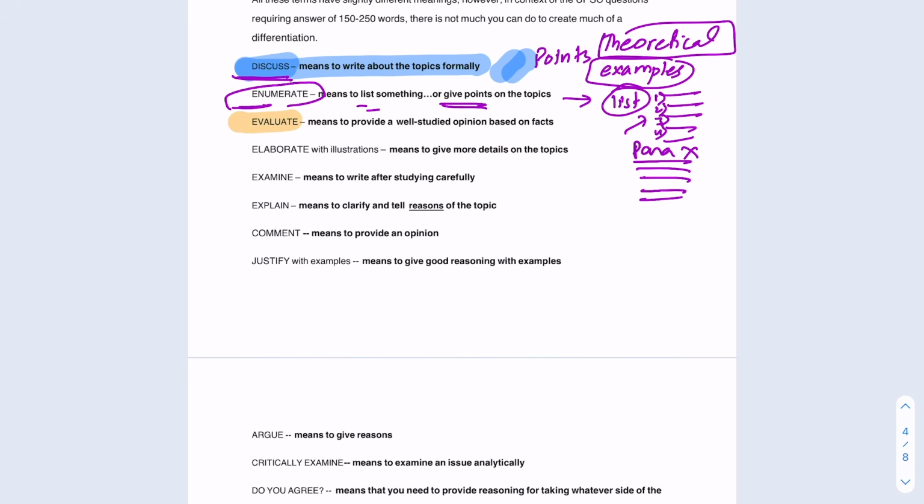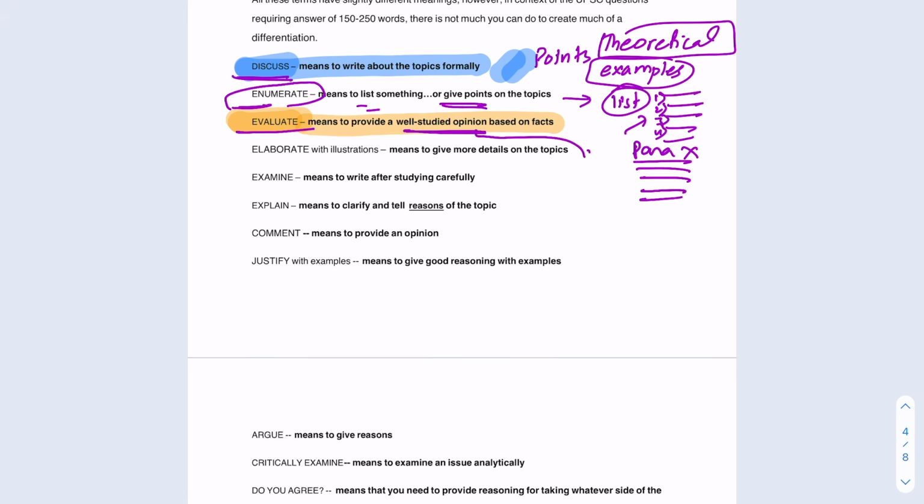Third is evaluate. Evaluate means to provide a well-studied opinion based on facts. Evaluate means to check something or to see various angles of something and then come to a particular conclusion. So basically it means that you provide some kind of opinion.